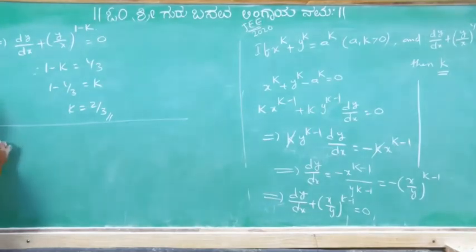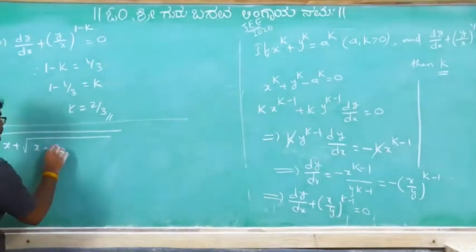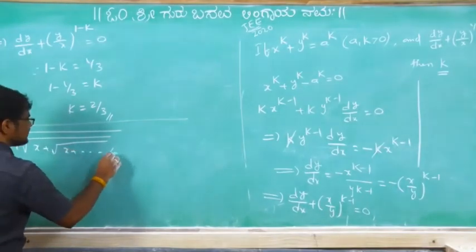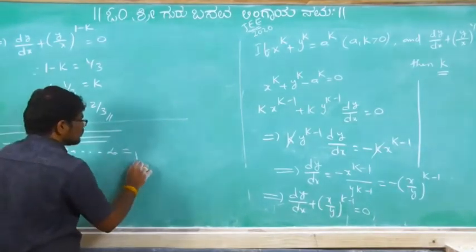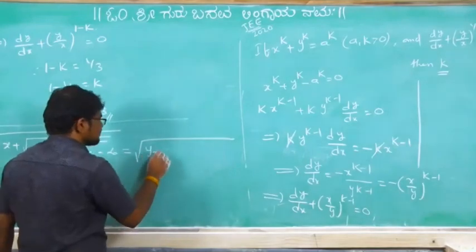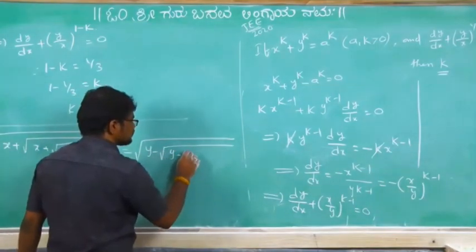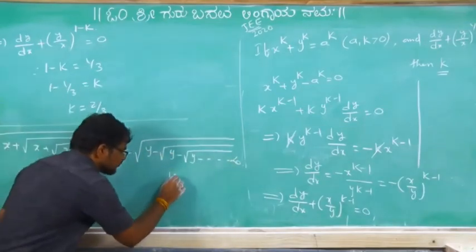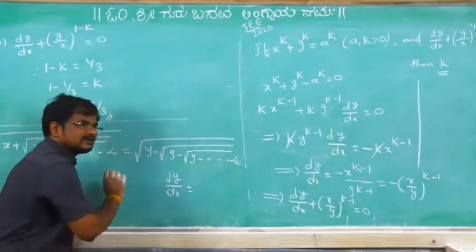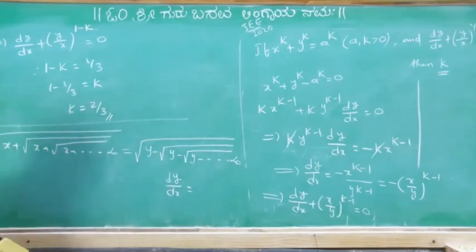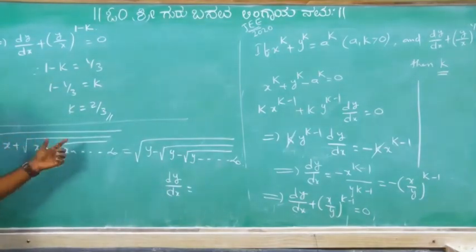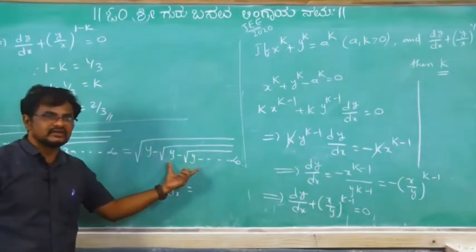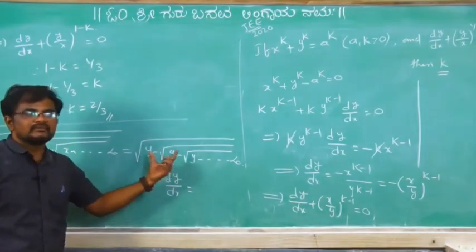That is root of x plus root of x plus root of x up to infinity equal to root of y minus root of y minus root of y minus x to infinity. Then find dy by dx. So root of x plus root of x plus root of this one equal to this one they given. Then what they are asking? dy by dx.